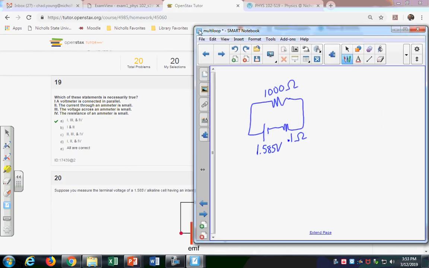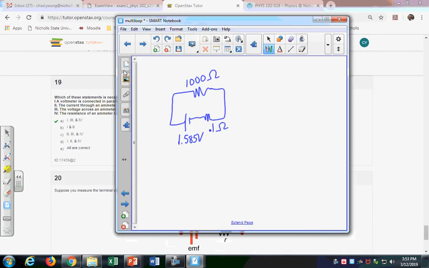There were a couple of questions. One just asked the current. One asked the terminal voltage. When you ask the terminal voltage, you have to realize that this is my battery. Here are my terminals. The terminal voltage is whatever voltage is right here, the voltage across the terminals. The battery has an internal resistance, and the terminal voltage is not going to be more than or equal to 1.585. It's going to be something less.